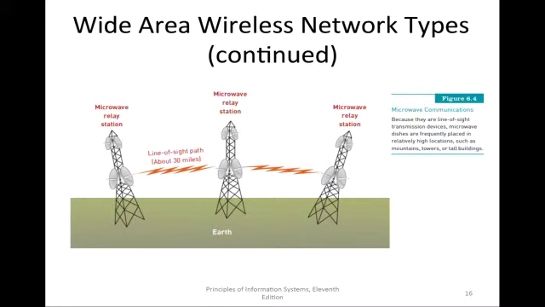So for wide area wireless network types, if we continue, we have microwave communications. Because they are line of sight transmission devices, microwave dishes are frequently placed in relatively high locations such as mountains, towers, or tall buildings. And you can see a distance of about 30 miles between each station.